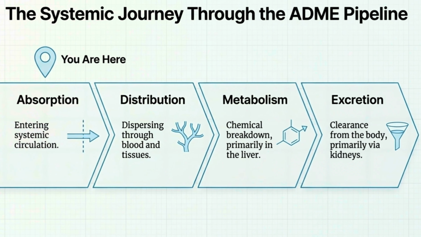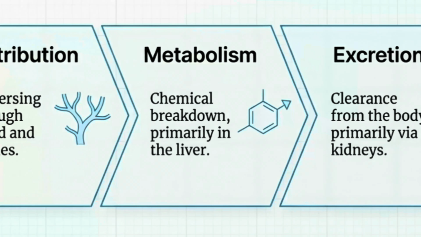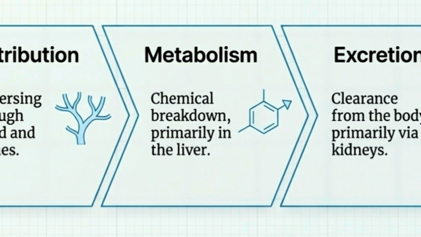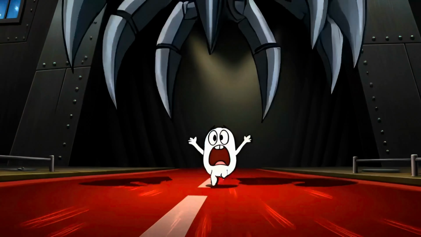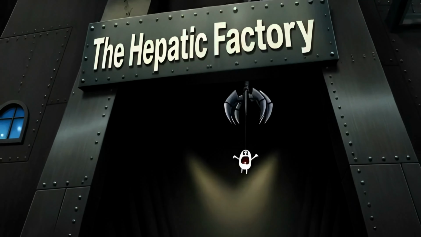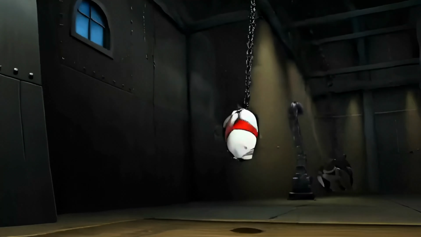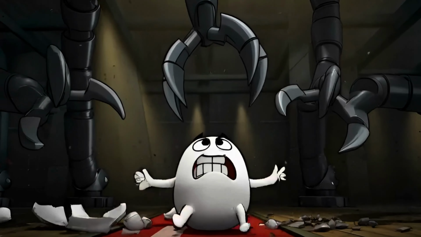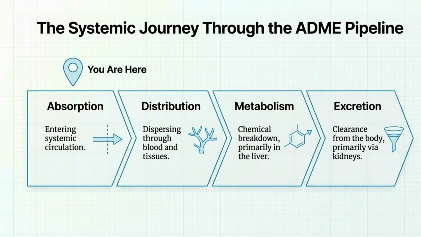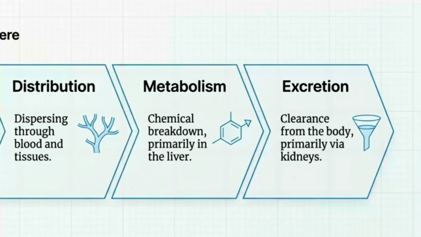That brings us to M for metabolism. This is the chemical breakdown of the drug, and your liver is the primary organ responsible for making it happen. Think of the liver as the body's ultimate chemical chop shop. It forcefully alters the drug's molecular structure so that the body can easily recognize it, trap it, and prepare it for disposal. Which leads us to the final step of the gauntlet, E for excretion.